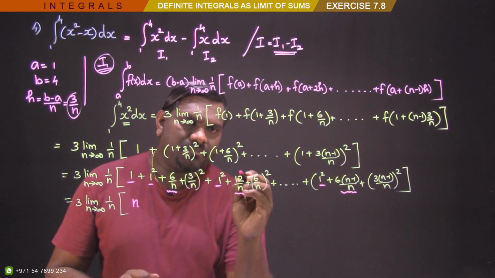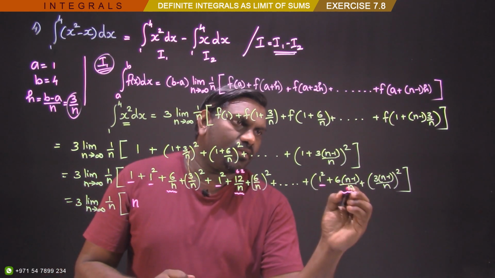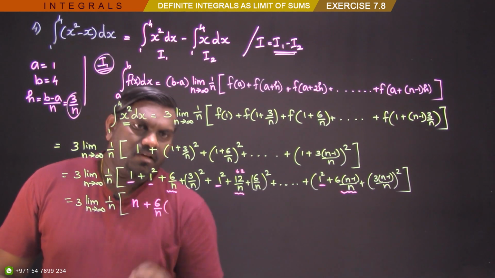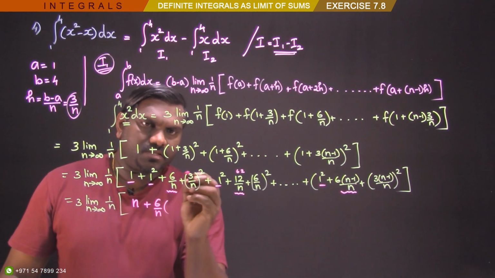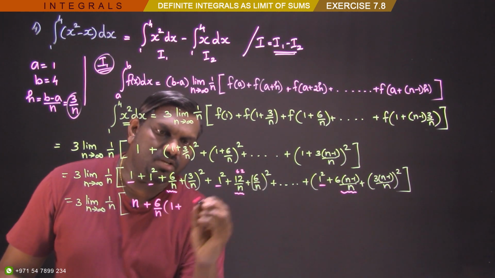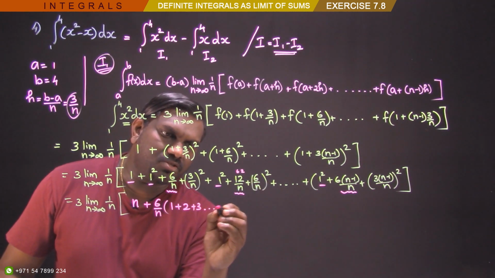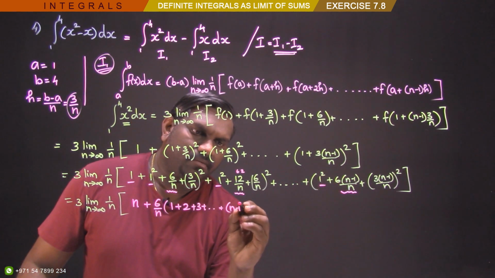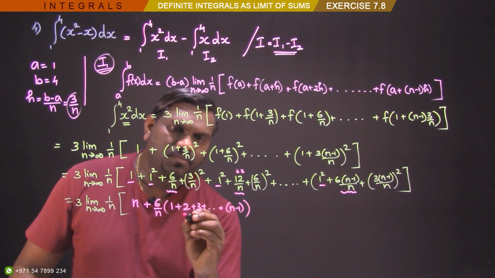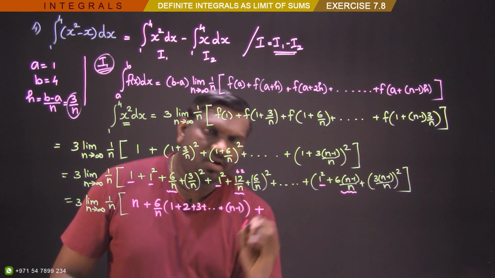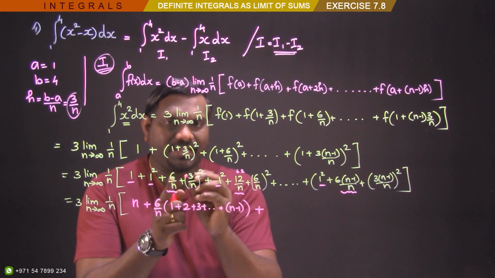Here 6n will come, 6 into 2, so I will get 6n. From here also I will get 6n, so I can take out 6 by n, and what I will get here is 1 plus the second one, 2, and then 3, it goes on, and you will be getting n minus 1. Fine, our formula, the sum of natural numbers. Plus you have to see now what to take out.